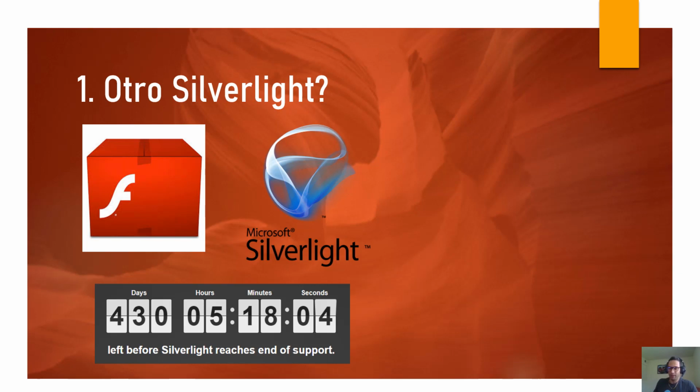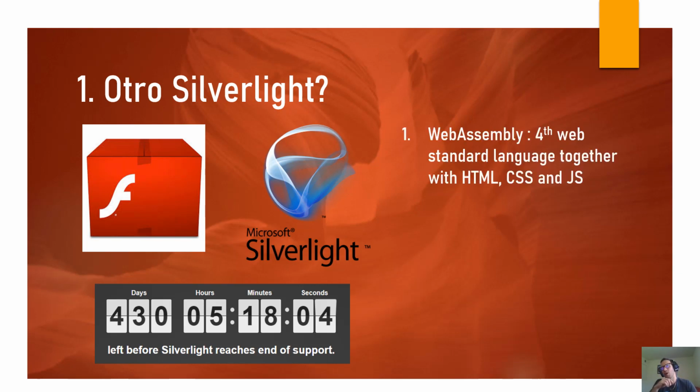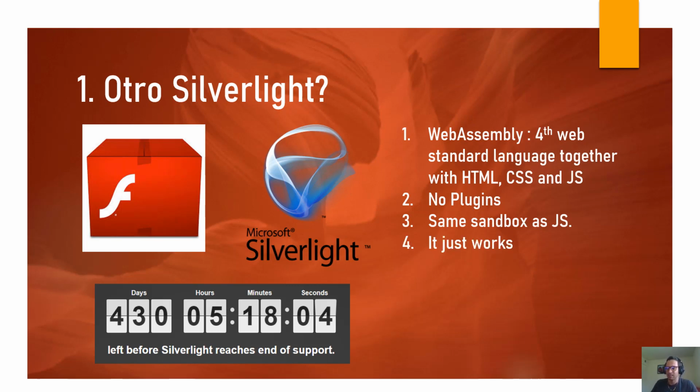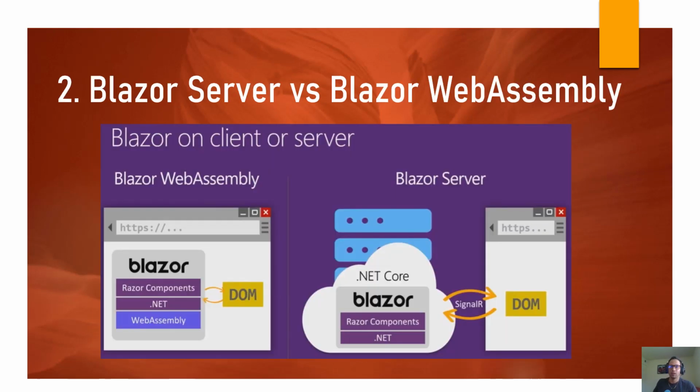So why is this not going to happen to Blazor? Because WebAssembly has already been adopted as a default web standard language together with HTML, CSS, and JavaScript. There is no plugin, so it's already supported by all the modern browsers. It's in the same sandbox as JavaScript, and it just works. So let's review the two modes that Blazor has for hosting applications: Blazor Server and Blazor WebAssembly.